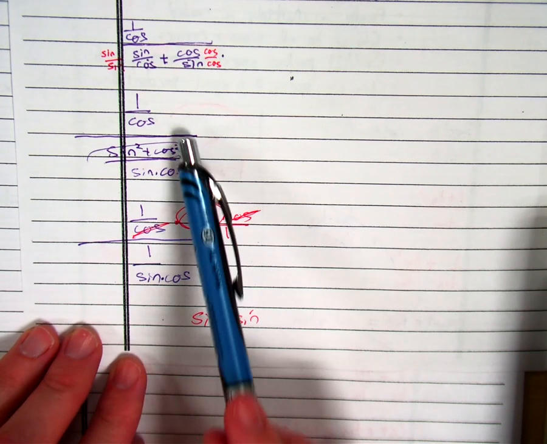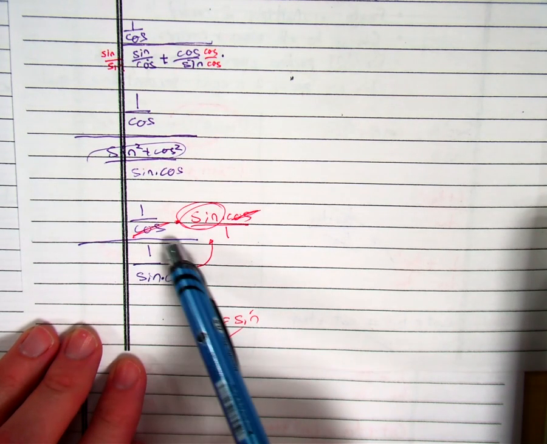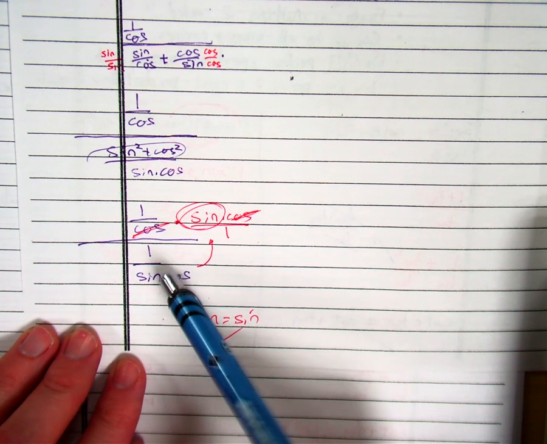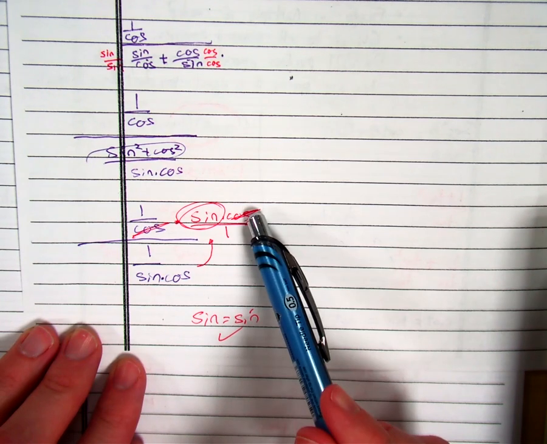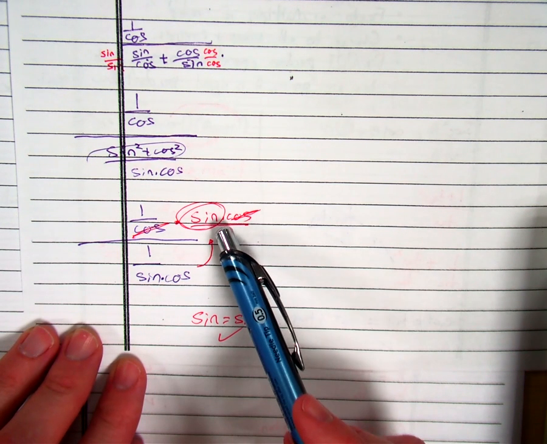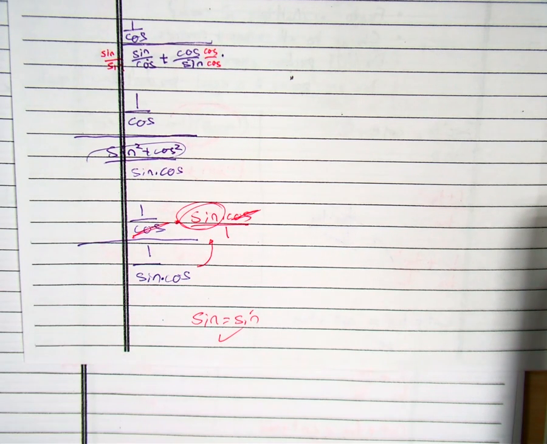So we have 1 over cosine over 1 over sine cosine. Fraction over fraction. Flip it and multiply. The cosines cancel out. And we have sine left over, which is what we want on the right-hand side. Okay?